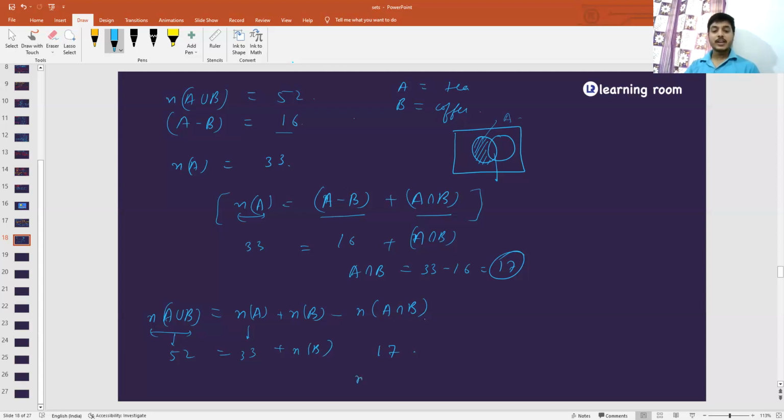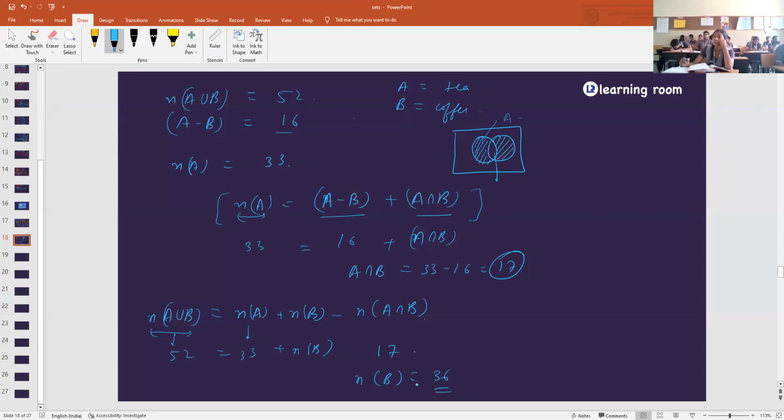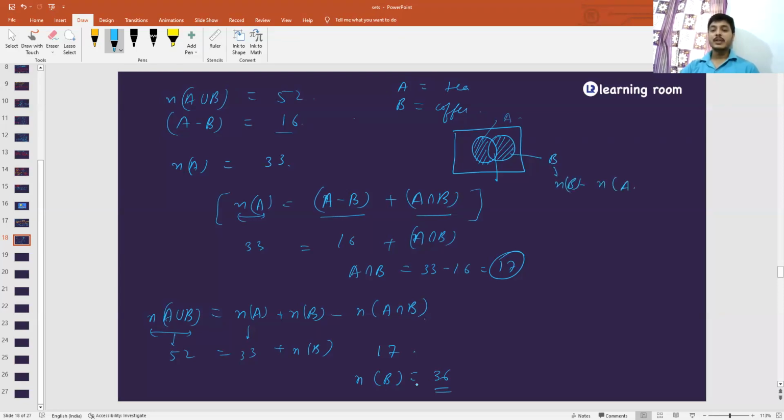NB is 36. If you calculate N of B, the total of only coffee drinking people is 36. But what was the question asked? Coffee but no tea. So we have to remove the common part. Agree? Yes, sir. For coffee but no tea, that is this portion. So this is NB minus the common part, N of A intersection B. So that will be 36 minus 17, so that will be 19, the answer. The second part. And this is the first part.